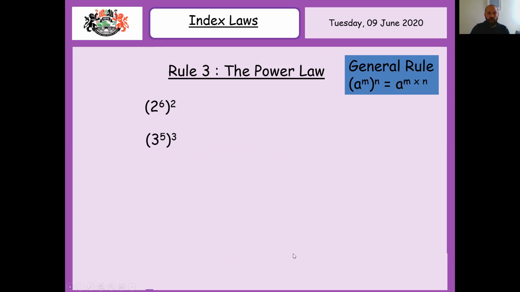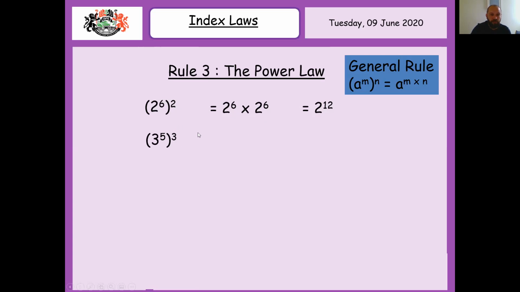Okay, the final law is what we call the power law. And you can see what's happening over here is when we have got brackets involved, we are actually multiplying the powers. So if you see brackets, we multiply the powers. So simply, 6 times 2 gives us our power. Our base value is 2, so 2 to the power of 6 times 2 to the power of 6 gives us 2 to the power of 12. 6 times 2, you'll see 6 times 2 gives us our power.